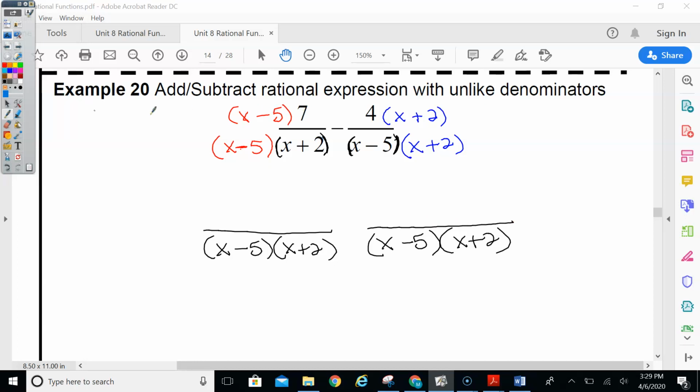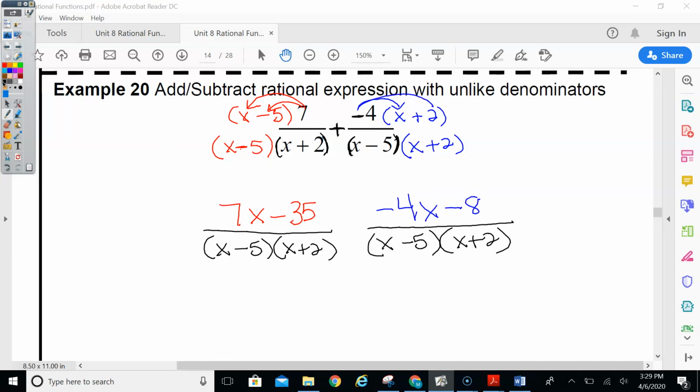So here I'm going to distribute and see what I get. So distribute the 7, and we get 7x and then 7 times negative 5, negative 35. Here's where you have to be careful, because we're subtracting this stuff. So my suggestion is to add and then put the negative with the 4. That way you distribute the negative with it and you don't forget about it. So if the fraction's negative, put the negative with the numerator and then you can distribute it. So negative 4x and a negative 8.